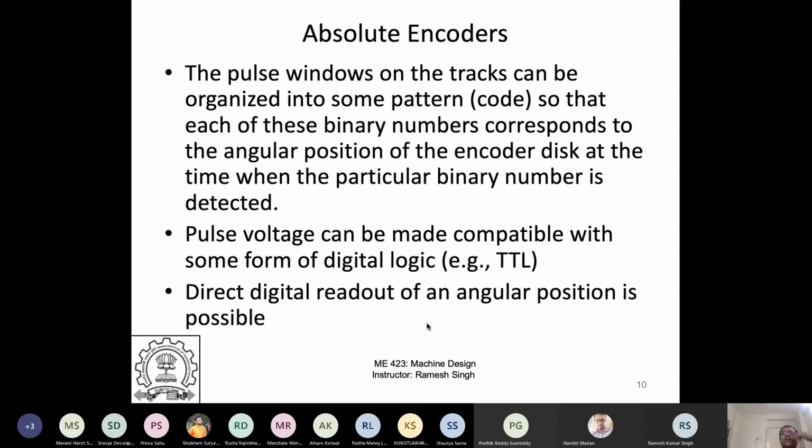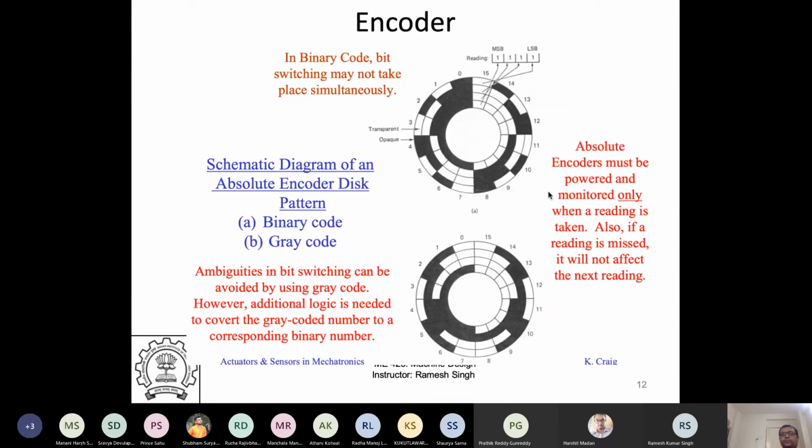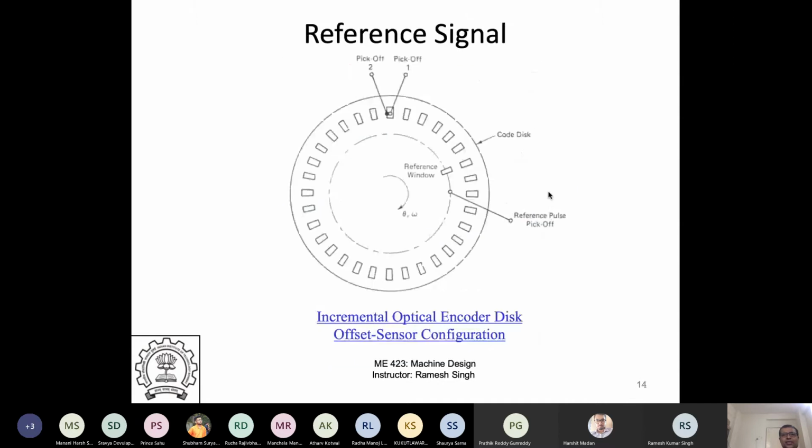Direct digital readout of an angle position is possible now. So you actually know exactly where you are using an absolute encoder. Absolute encoders are commonly used to measure fractions of revolution. However, a complete revolution can be measured using an additional track that generates an index pulse, as you have that reference pulse as you have in case of an incremental encoder. You can have just one to basically count the rotations also. So this we have already discussed.